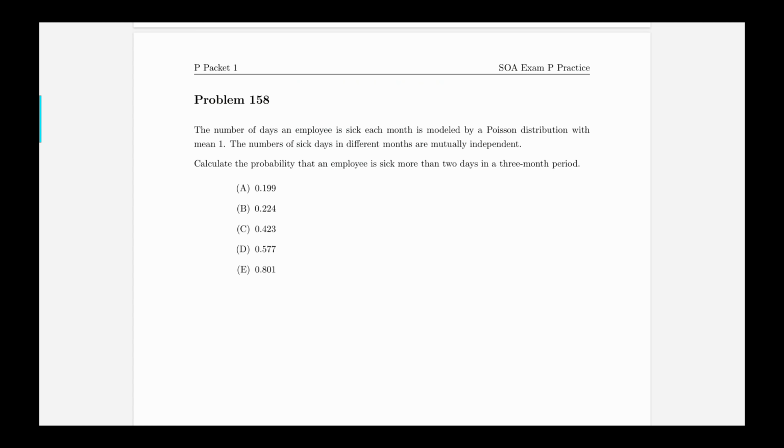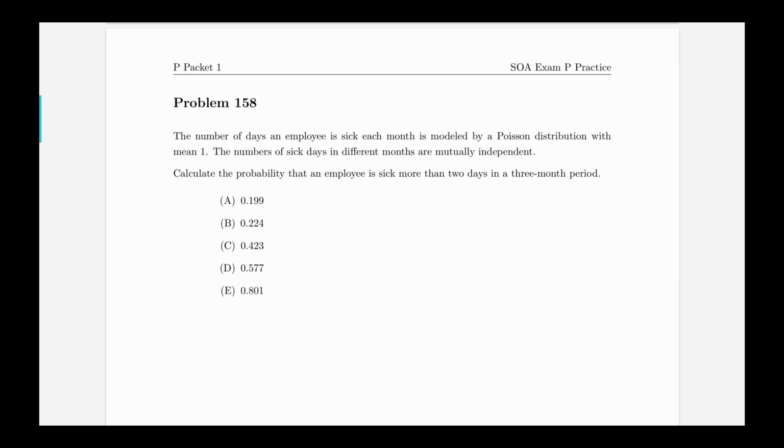Okay, so let's go ahead and do this question together. This is about Poisson distribution. And if you don't know Poisson distributions, this video is probably not the best for you. I highly recommend you go over the manual first. So this is in the manual.